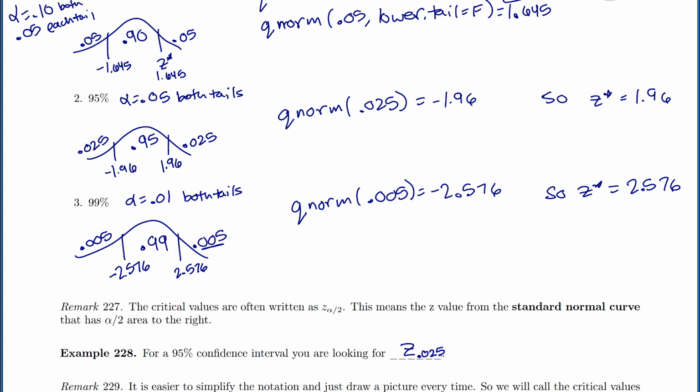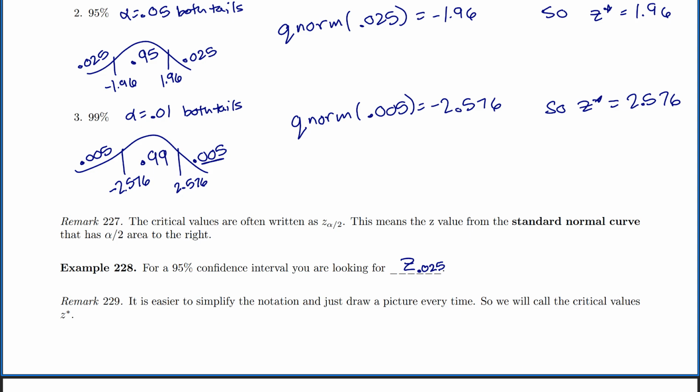But students tend to get confused about the notation, or they tend to just look at formulas and try and memorize the formulas and not understand what's happening. I like to just say it's Z star and draw a picture every time. So we're going to call them the critical values Z star.